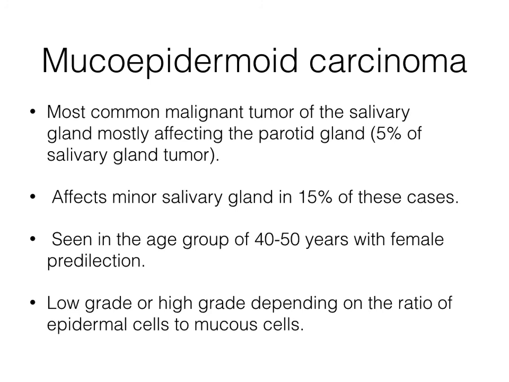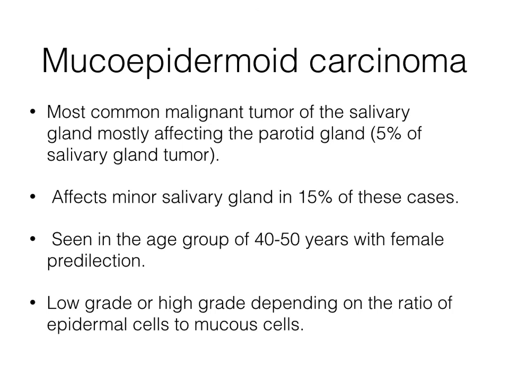Mucoepidermoid carcinoma is the most common malignant tumor of the salivary gland, affecting mostly the parotid gland. It's 5% of the salivary gland tumors. It affects minor salivary glands in 15% of the cases, mostly in people 40 to 50 years of age, with female predilection. So it's more common in females than males.